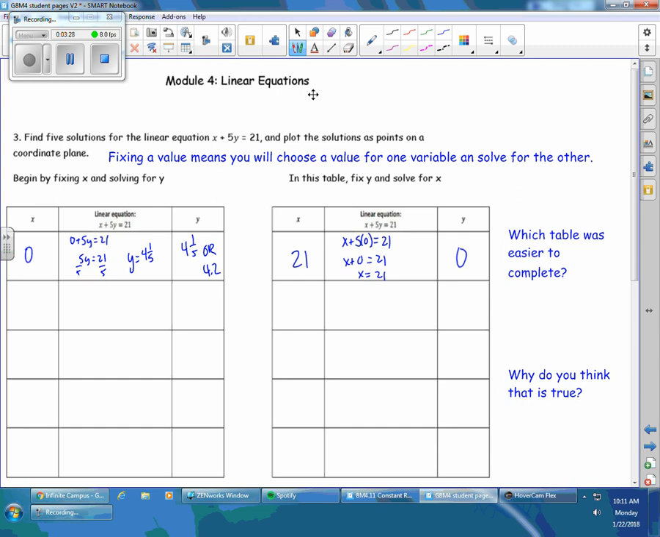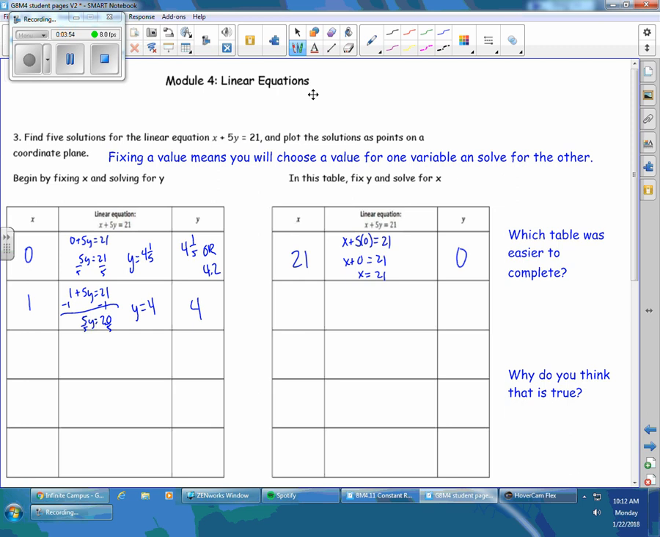So I'm going to start here. I'm going to go x is equal to 1. So 1 plus 5y equals 21. Got to subtract 1 from both sides. 5y equals 20. Now divide both sides by 5, and y is going to equal 4. Oh, that was nice. I get whole numbers on both sides, so that was really nice and easy.